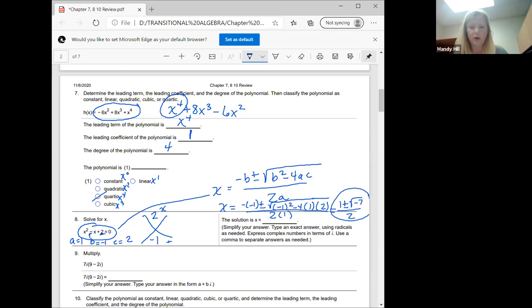Now, we know that this is imaginary, so we could rewrite that step as 1 plus or minus i square root of 7 over 2. And then that's the answer. There's two things there, and both of those would be what we would get.